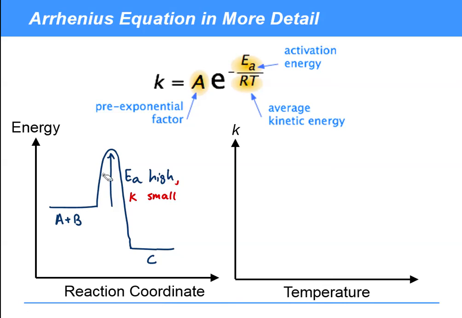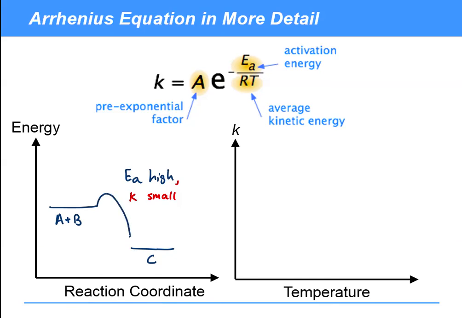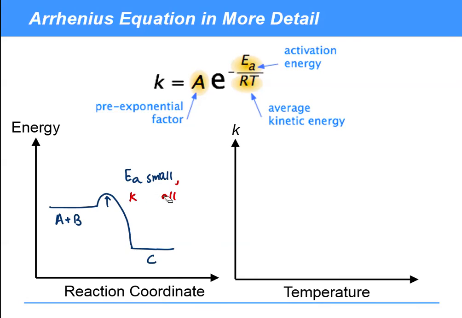However, if this is slightly different and my activation energy, the Ea, is very small, then assuming temperature is constant and such like, k will be large. There's this relationship, and it makes sense. If the energy barrier for the reaction is very small, then you'd expect it to be a very fast reaction. If the energy barrier is very large, then you'd expect it to be a very slow reaction.